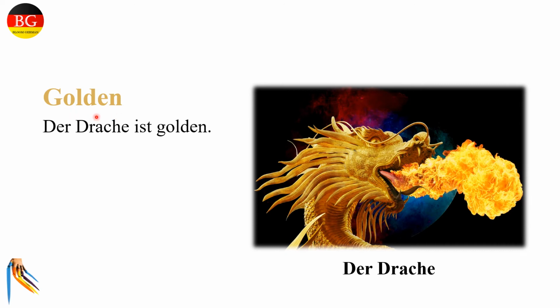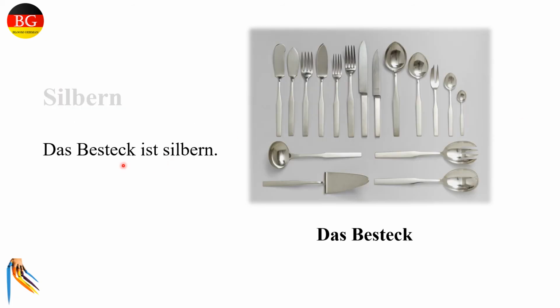Golden. Der Drache ist golden. Der Drache is dragon. The dragon is golden. Silbern. Das Besteck ist silbern. Das Besteck is cutlery.